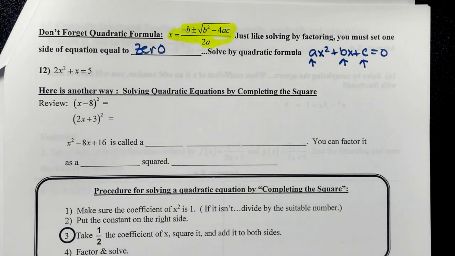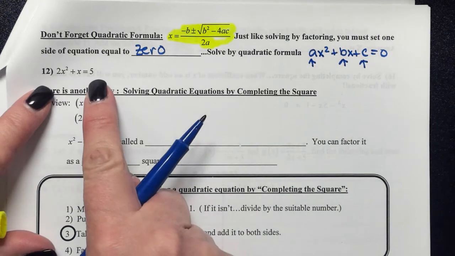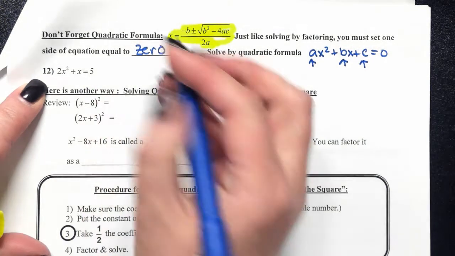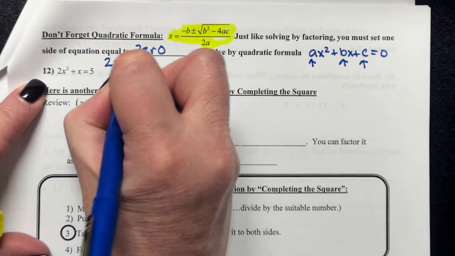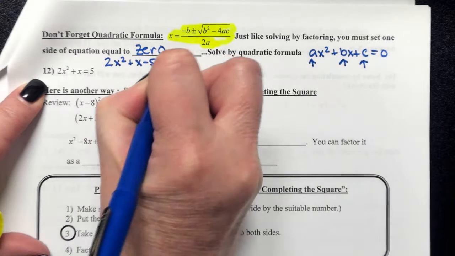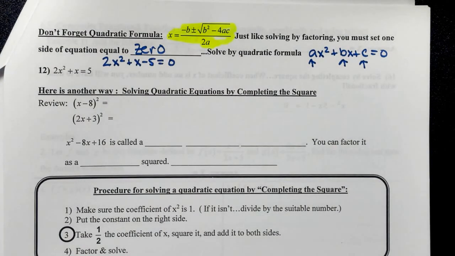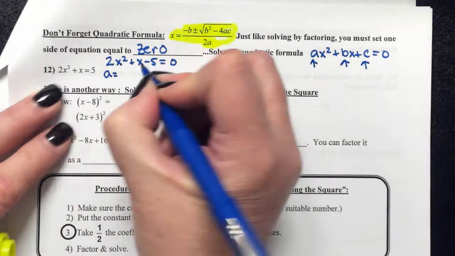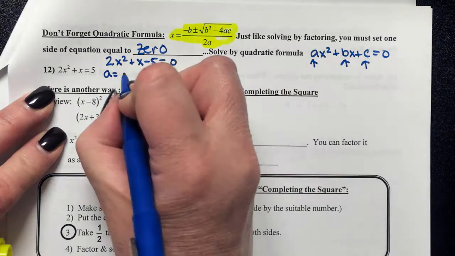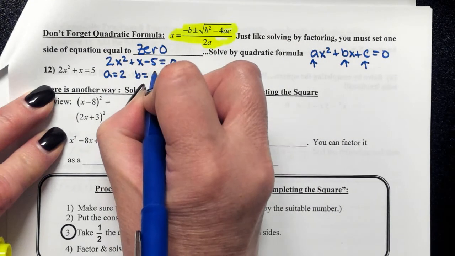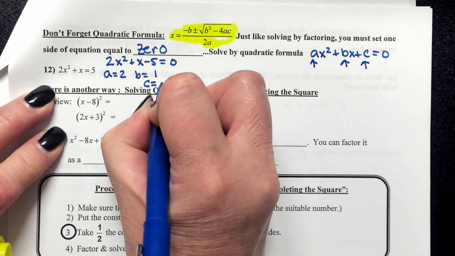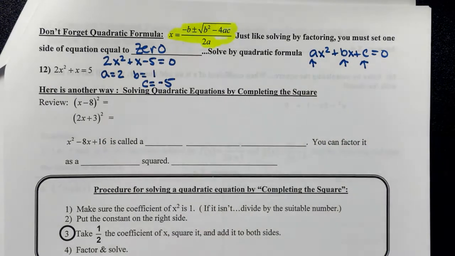So like I said, just like with factoring, you need to have a 0 on one side of the equation, so I would have to subtract the 5. So 2x squared plus x minus 5 is equal to 0. So what is the a value going to be from this equation? A is equal to what? 2. What's b equal to? 1. And c is equal to negative 5.